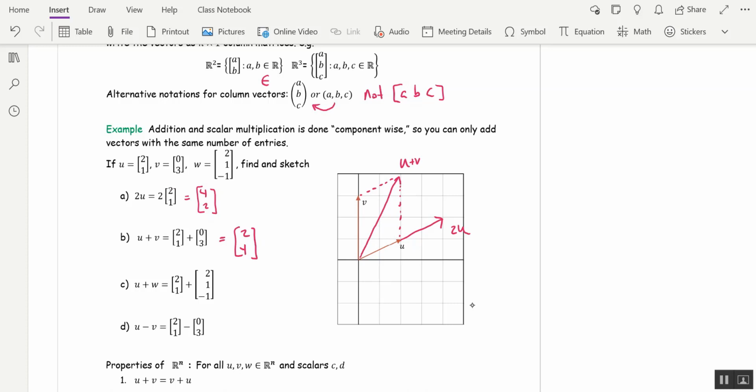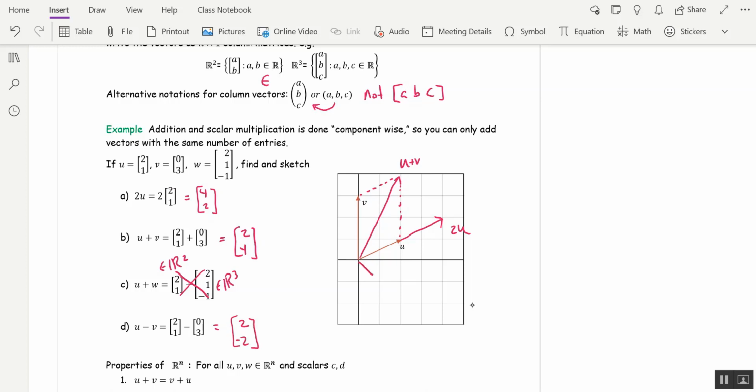The next one, c, u plus w. Well, u is in R2, w is in R3, so you can't add a vector in R2 to a vector in R3. They have to have the same number of components because we add component-wise. So that's just nonsense.